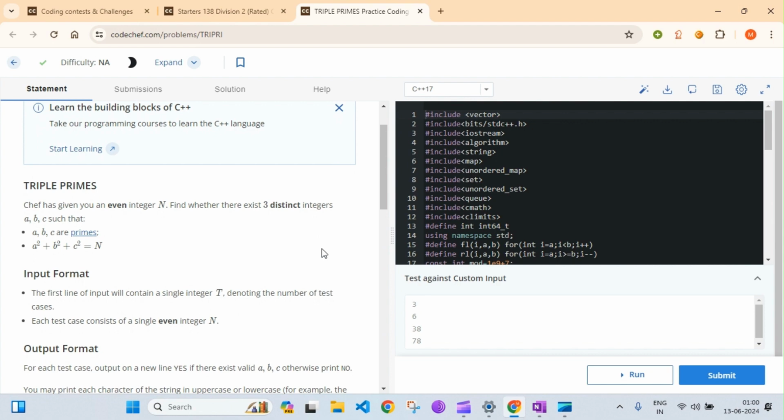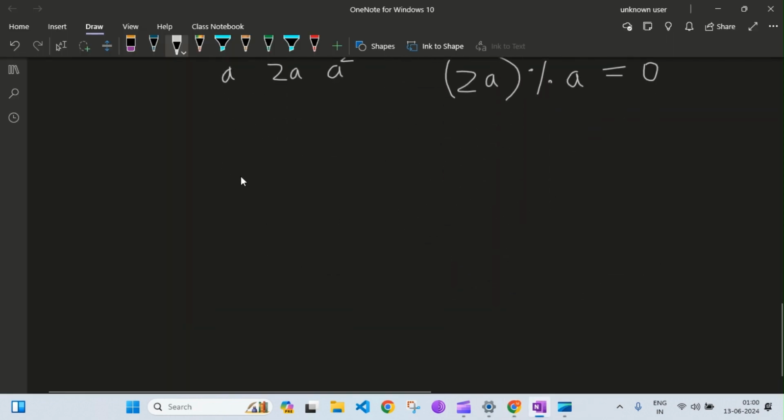What does it say? Seth has been given an even integer, and mind this is an even integer, right? And you have to find three distinct integers a, b, c such that all are primes and the sum of their squares must be equal to n. So what does this indicate? If we try to observe it carefully, let's try to pick up some simple prime numbers. So this will be 2, 3, 5, 7, 11, and so on, right?